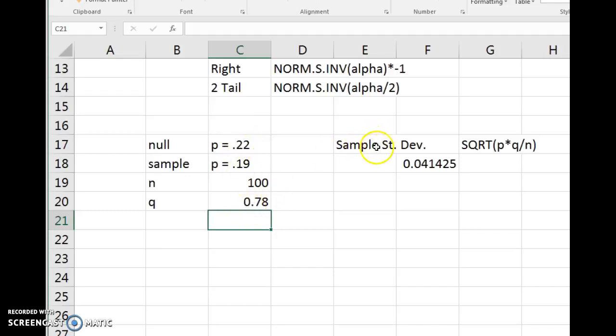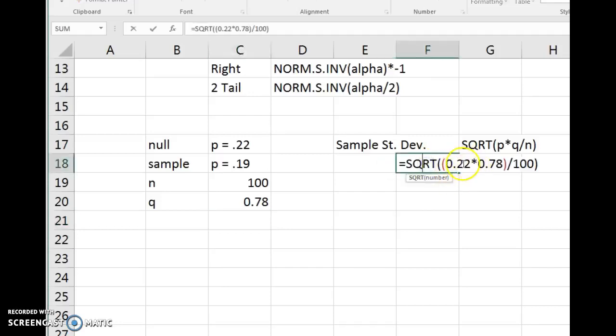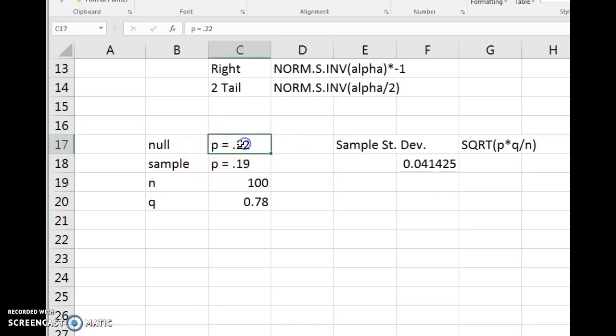And so we can use that information to get the sample standard deviation. We want to use that value of P from our population times Q and then divide by our sample size. So with all that information, we can see how far away our sample was from the null and see whether it's really far in the tails or not. So you take your sample, subtract the null, and then you divide by that standard deviation for the sampling distribution. So that's the value you get.